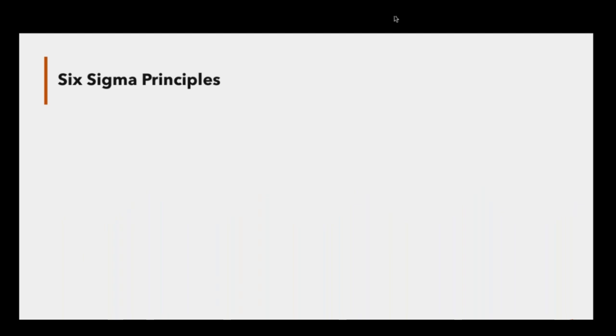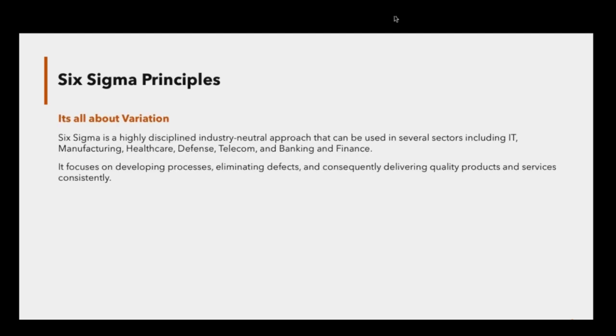So then what about Six Sigma? Well, with Six Sigma, we've already talked about the fact that it's about reducing variation. It's about making your process more effective by eliminating defects or errors. So Six Sigma is a highly disciplined, industry-neutral approach that can be used in several sectors, including IT, manufacturing, healthcare, defense, telecom, and banking and finance. And like I said, it focuses on developing processes, eliminating defects, and ultimately delivering quality products and services consistently.